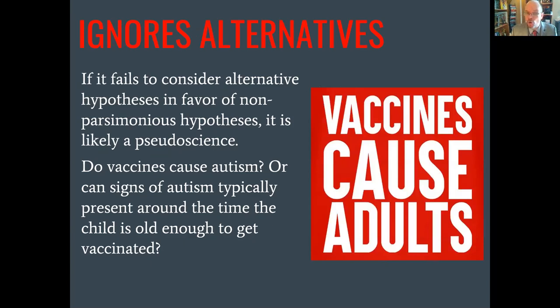If they ignore alternatives, if it fails to consider alternative hypotheses in favor of non-parsimonious, less simple hypotheses, it's likely a pseudoscience. So do vaccines cause autism because some people got vaccinated and then they were diagnosed with autism? Or is it the case that signs of autism typically present around the time the child is old enough to get vaccinated? So those two things just happen to go together, but one does not cause the other. Obviously, that's the simpler explanation. That explains why so many people get vaccinated but don't develop autism.